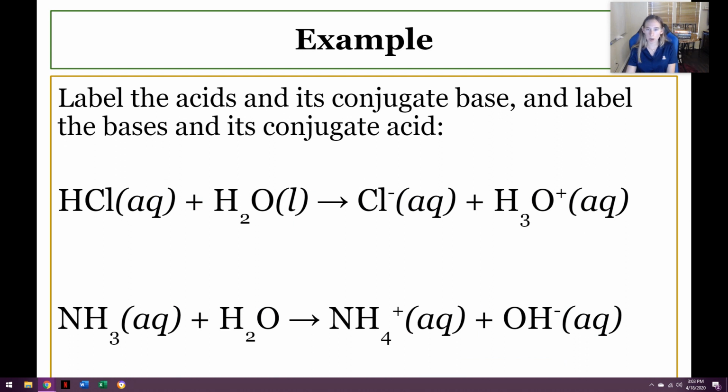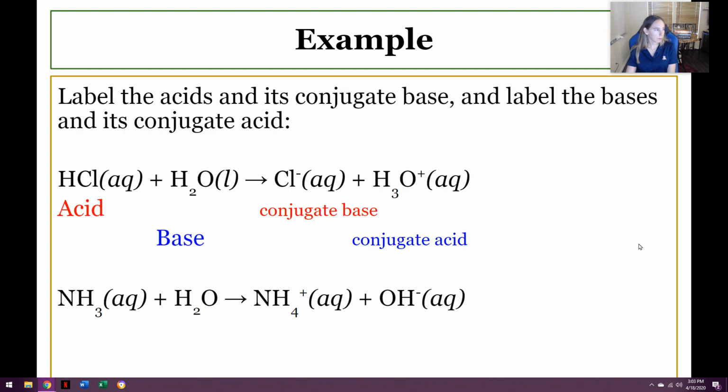Let's do this example problem. Label the acid and its conjugate base pair, then label the base and its conjugate acid pair. Pause the video and try this for both of these reactions. Our acid is HCl, hydrochloric acid. We know this because acids have hydrogen and an anion. Acids lose or donate a hydrogen ion, therefore its conjugate base pair is what this compound looks like minus the hydrogen, or missing the hydrogen. So here's your acid and conjugate base pair.